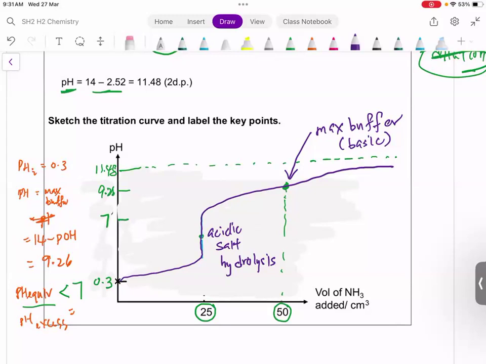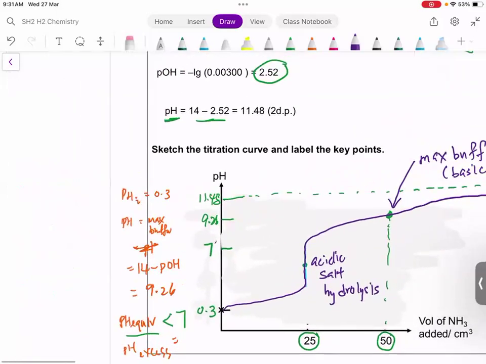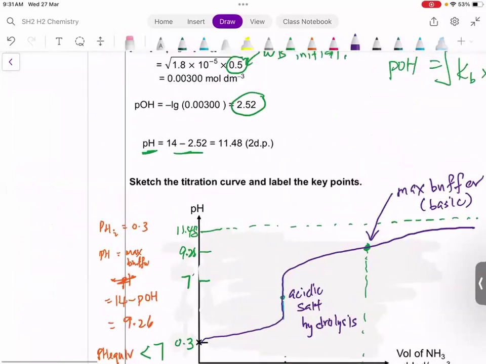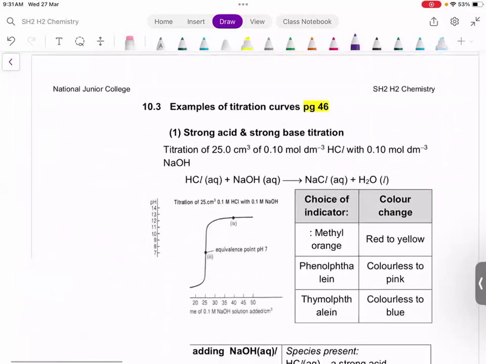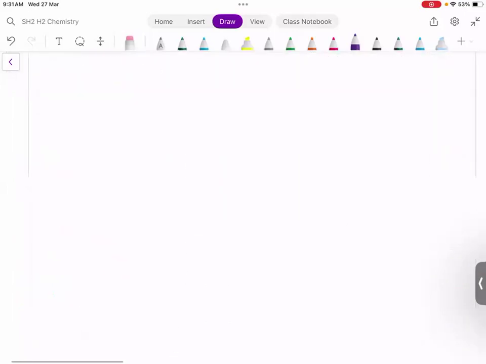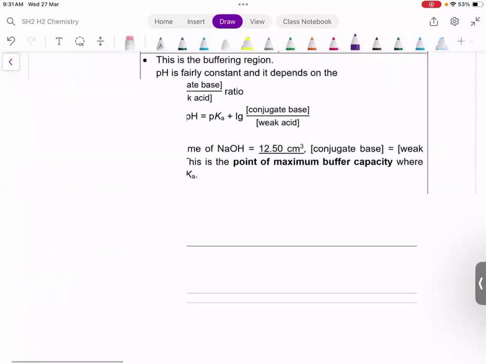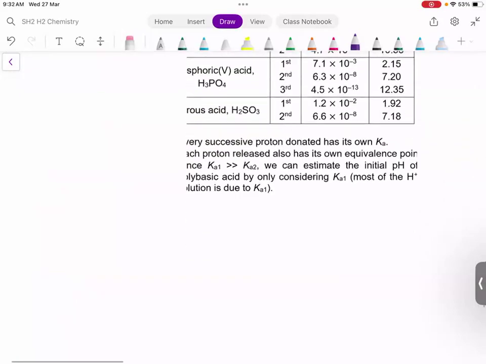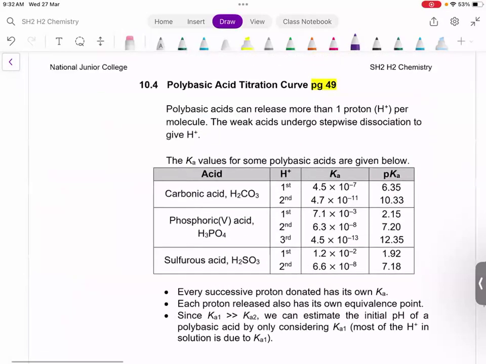Then after that tutorial, if there's time, I'll go through the polybasic titration, because there's this part on polybasic titration. Yeah, the next part. Okay, the rest I will not go through with you. There's a lot of words. You go and read yourself. I'm not going to go through all the words with you. Okay. So this is the part that I will want to go through with you if we have time, before you try the other tutorial questions.